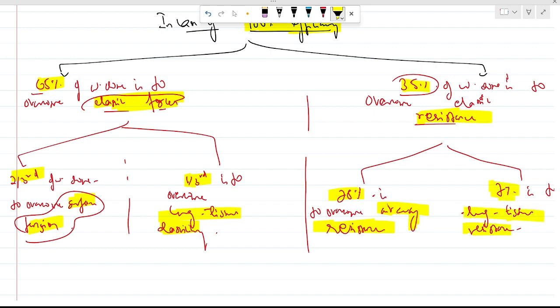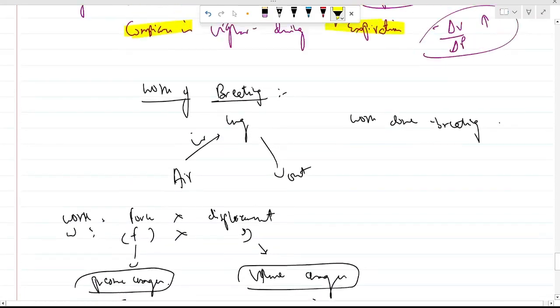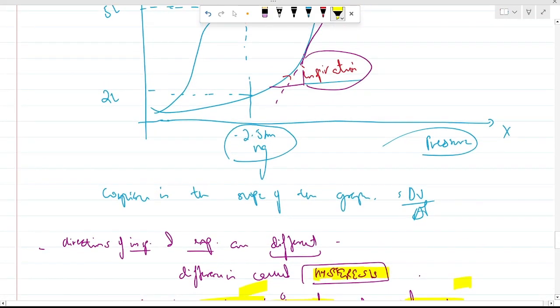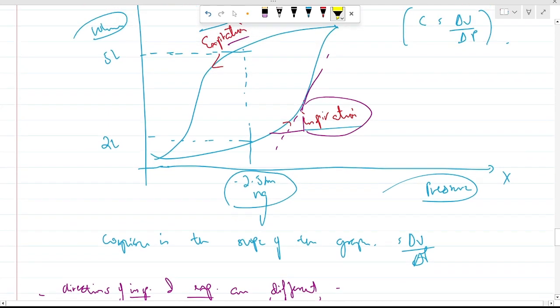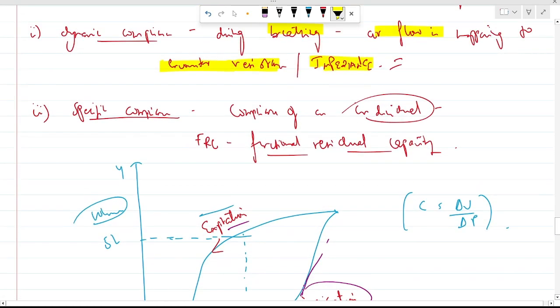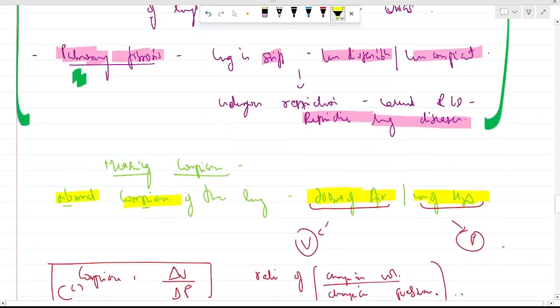Do revise them, guys. Very important discussion we have here, from compliance to the pressures, the volumes, the graphs, and how the mechanics of breathing happens. Finally, we discussed the work done. Very important topic to discuss.